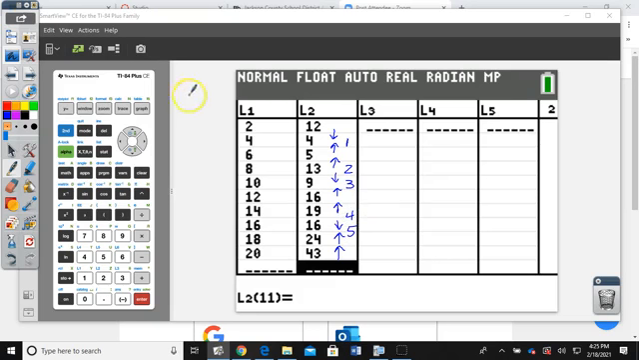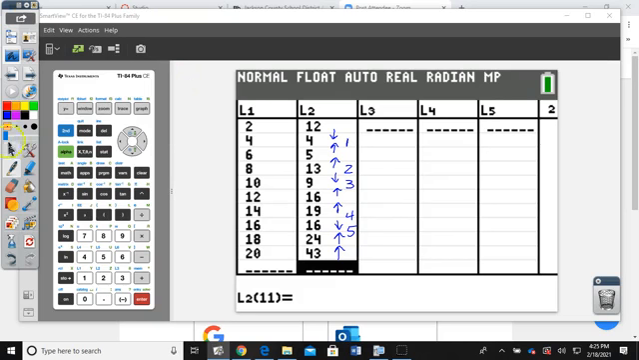No changes, it's linear. 1 change, it's quadratic. 2 changes, it is cubic. 3 changes or more, it's going to be a quartic. So we're going to do quartic.